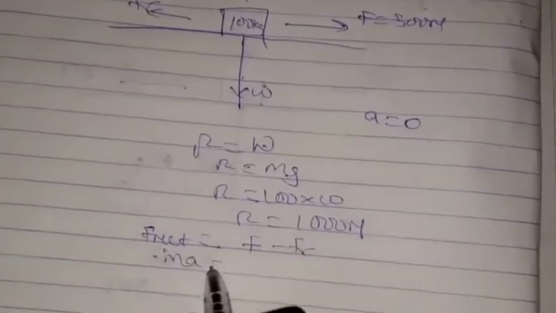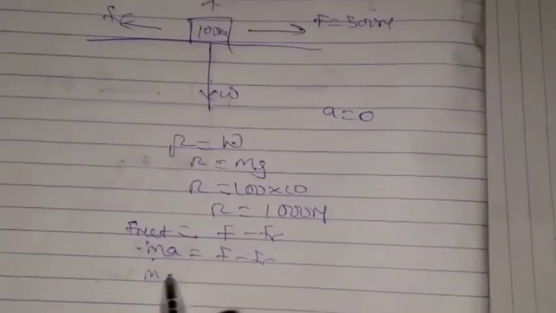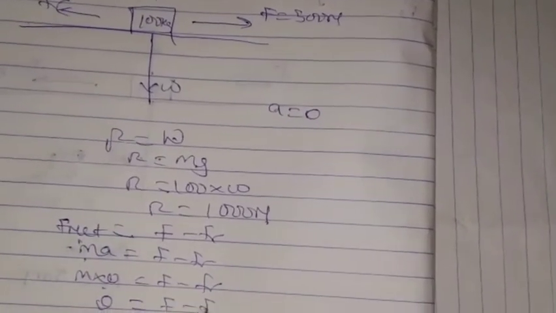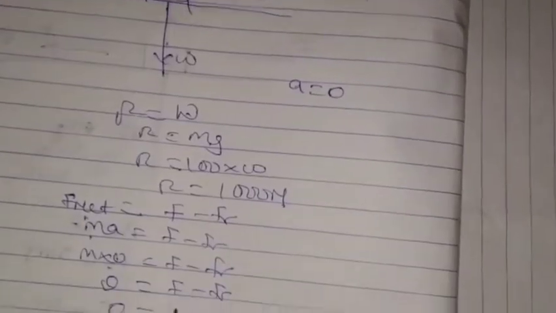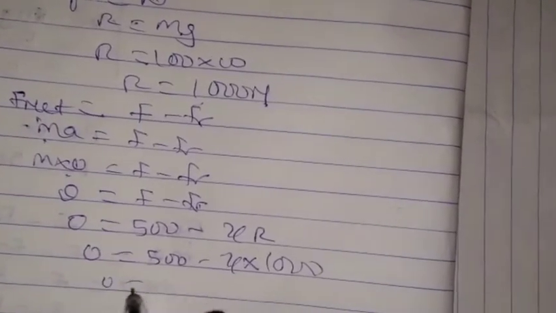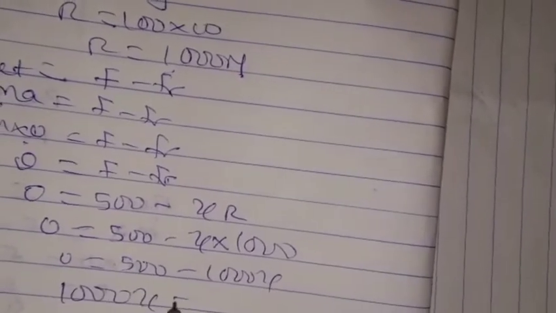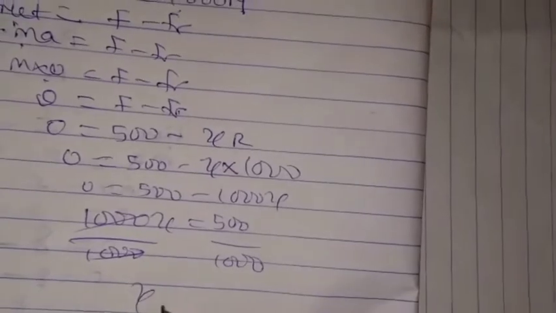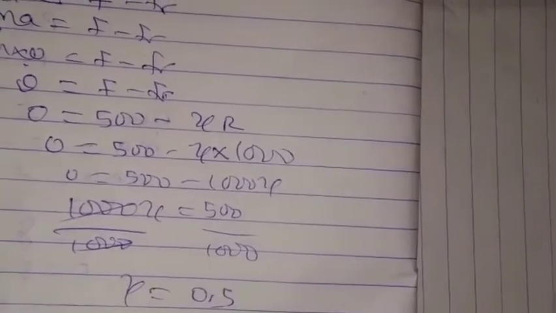So net force, ma, is equals to F minus frictional force. M times 0, F minus frictional force. So this is 0, F minus frictional force. So what's your F? Your F now is 500. 0 is equals to 500 minus frictional force, which is mu R. 0 is equals to 500 minus mu times, what's your R? 1000. So you have 0 is equals to 500 minus 1000 mu. 1000 mu is equals to 500. So you divide both sides by 1000 and that will give you your mu. Mu is 0.5. I hope you get it now.